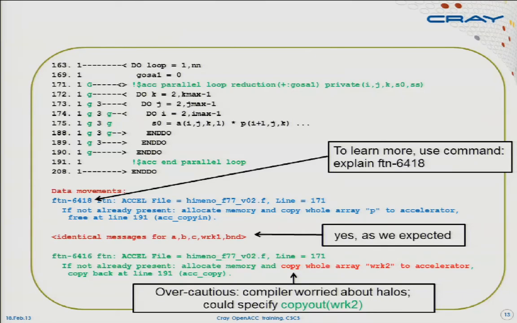But when you look at the message here about work 2, it's saying, allocate memory and copy the whole array work 2 to the accelerator. Work 2 was scratch space, but the compiler wasn't sure about the edges. So it said, oh, to be sure, I'm going to move that array. So it was being overcautious. So that's why you would step in and say, actually, copy out is fine, because you don't need it. The initial values don't matter.